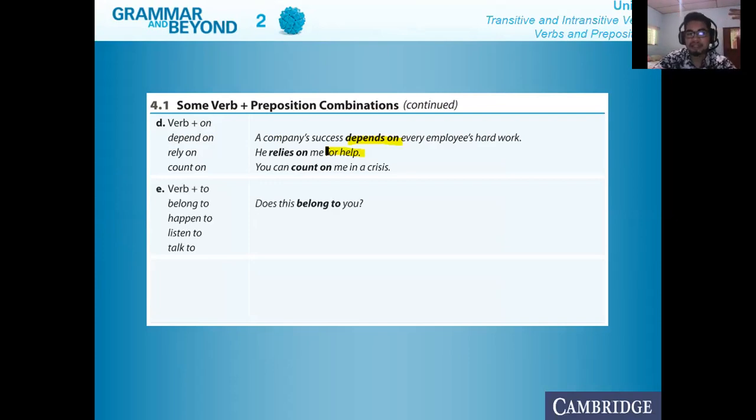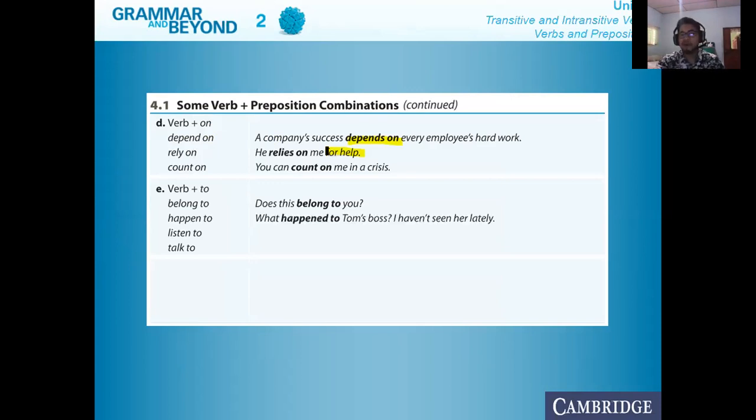Belong to. I say, does this belong to you? If I said without the particle "to," I would say, does this belong you? That doesn't sound right. That sounds like Spanish, but we're not learning Spanish. We're learning English, and English has different grammar compared to Spanish.